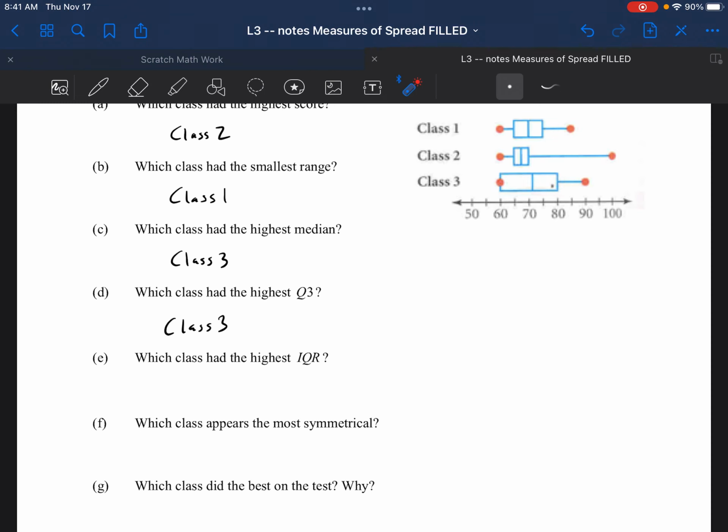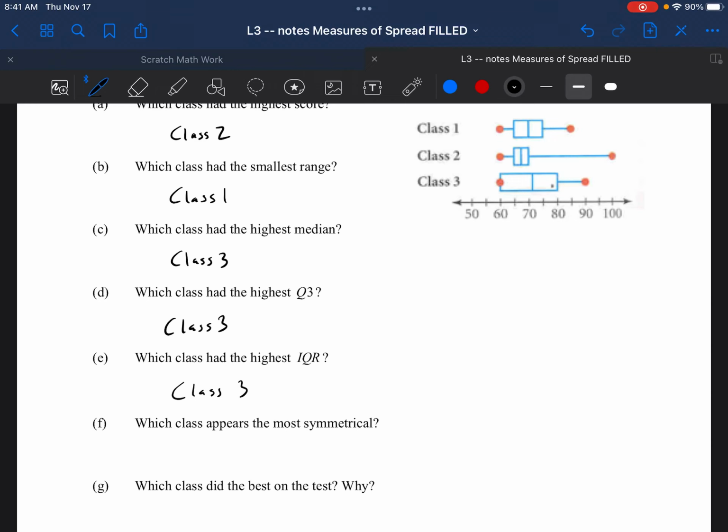Highest IQR, interquartile range. Essentially, that means the length of the box, because that's Q3 minus Q1. So this is a pretty small IQR right here. This is a little bit larger. This is the biggest. They had the biggest range from the 25th percentile to the 75th percentile. So class 3 is having a lot of these stats being led by them.